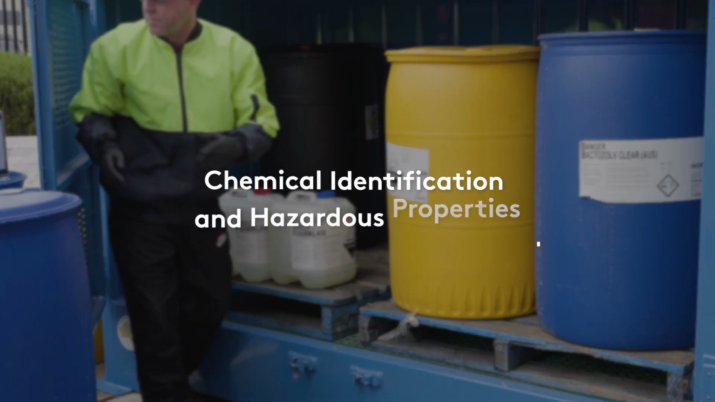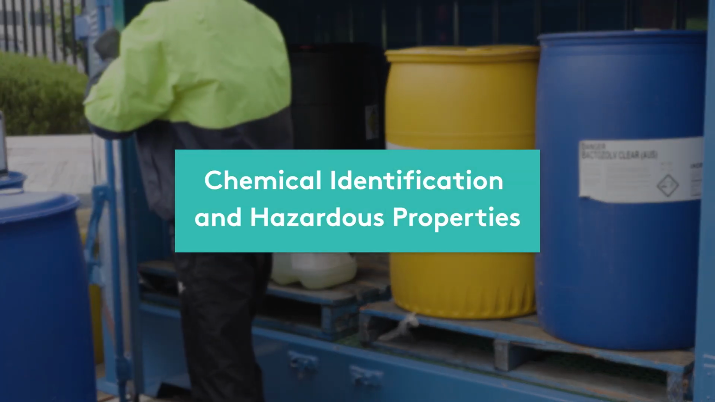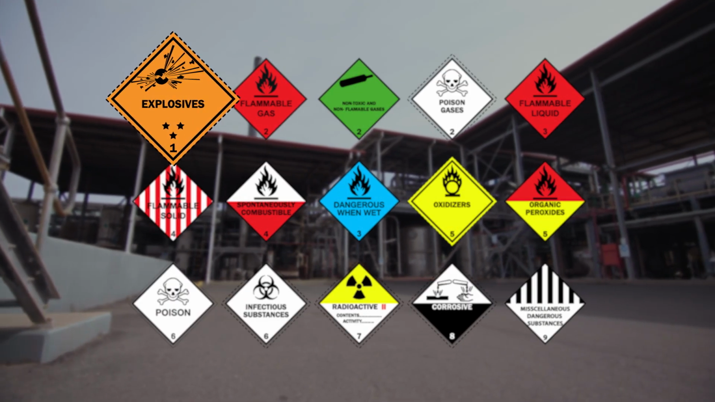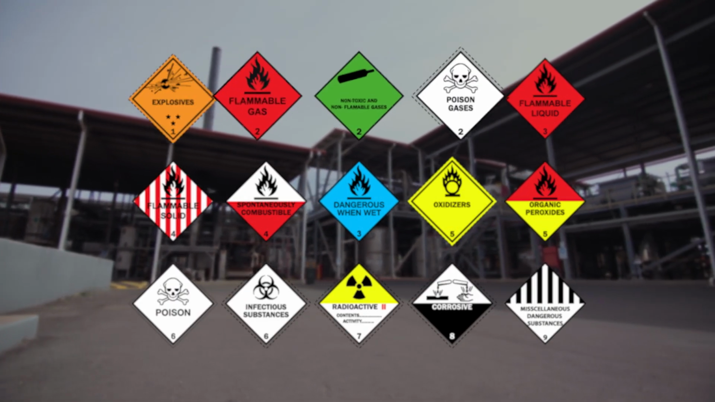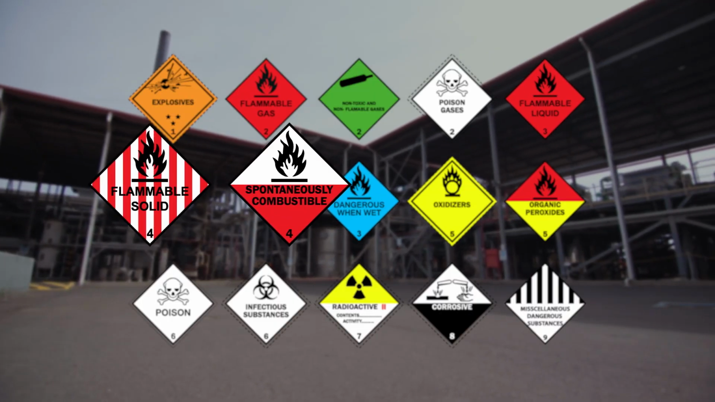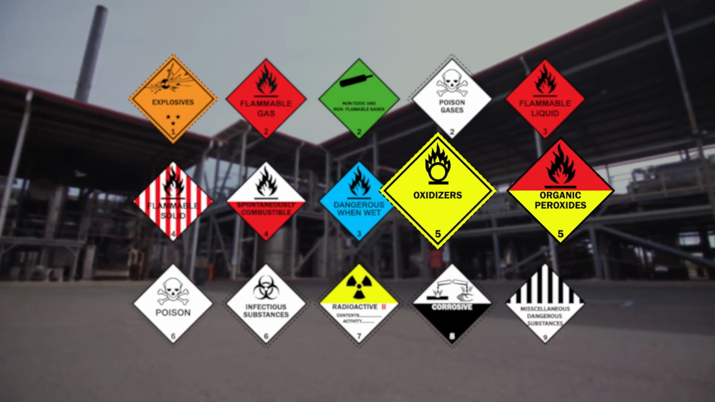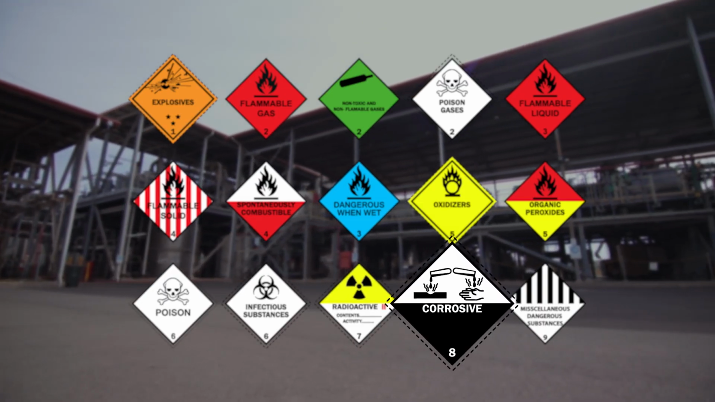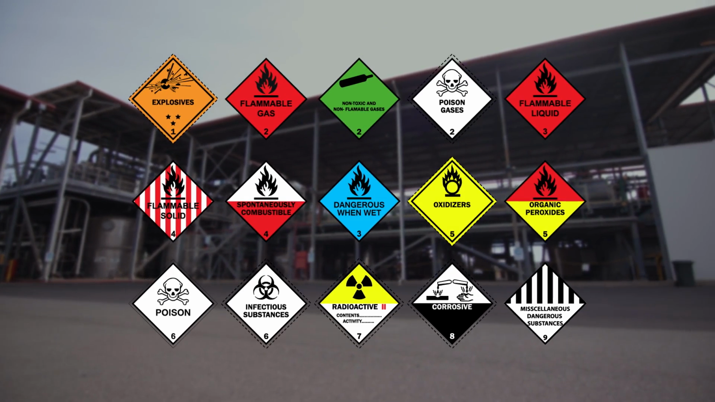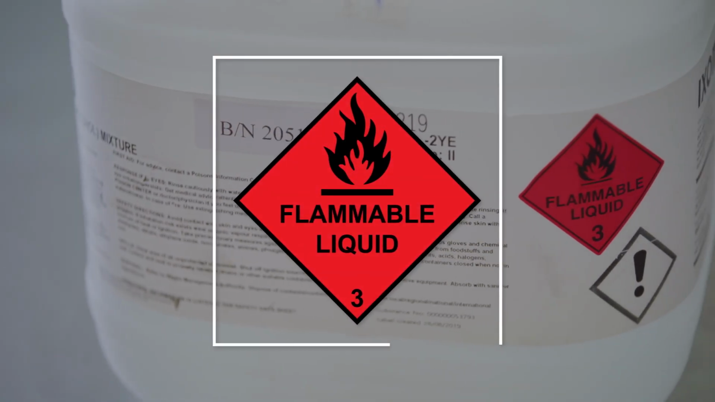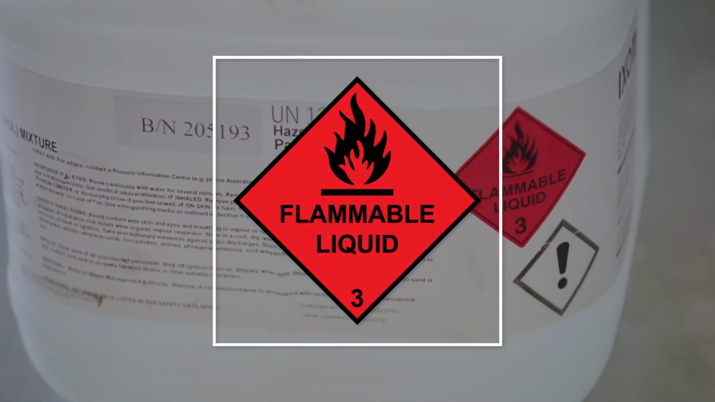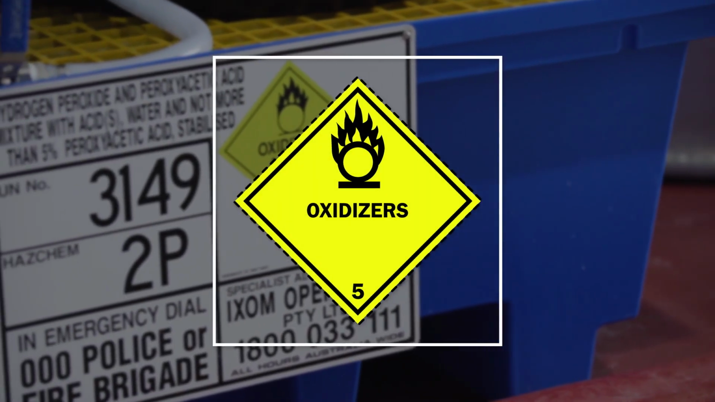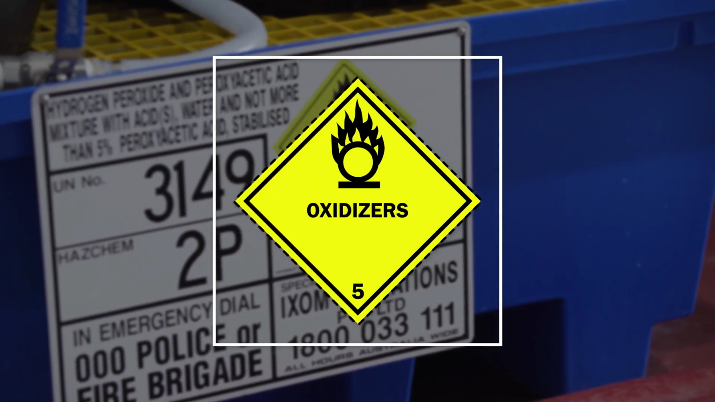Let's now look at the types of Ixom chemicals you might come across and the hazards that you need to be aware of. Overall, there are 9 chemical classifications that are grouped according to their hazardous properties. Some of these hazard classes are further broken down based on their chemical or physical properties. Out of these, the most common ones used for cleaning are Class 3 flammable liquids, recognisable by the flame symbol. Class 5 oxidizers and organic peroxides, recognisable by the flame and yellow background.